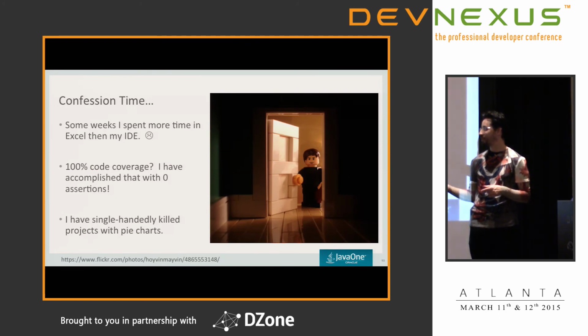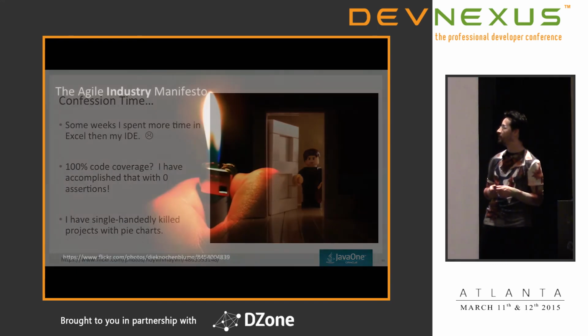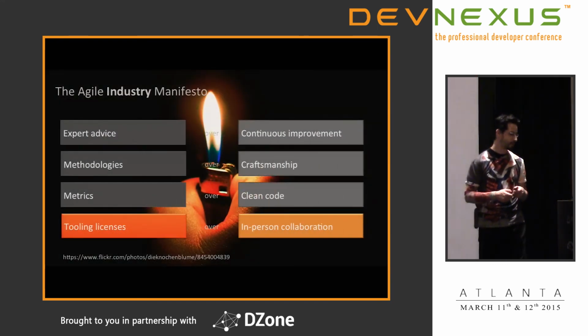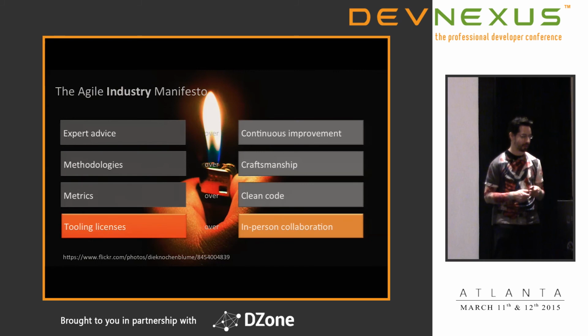And I've killed projects with pie charts. Very easy to do. Show the wrong pie chart to the wrong executive. They read it, interpret it their own way, and they decide we don't need something. So yeah, you have to be careful how metrics are used. It's very, very easy to misuse metrics in ways which are detrimental to the industry.